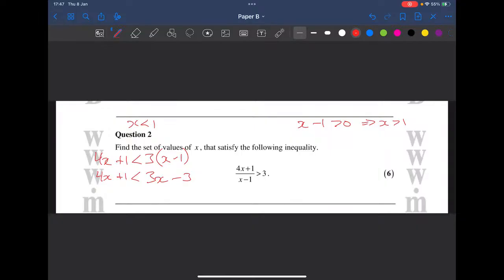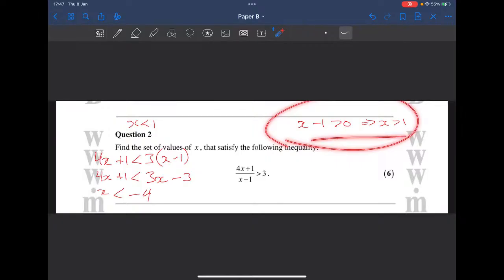We can subtract 3x on both sides. So 3x is left on 3x is left. A single x is left on the left-hand side. And we'll take away the 1. So we have x is less than minus 4 altogether. By doing that minus 3, take away the 1.